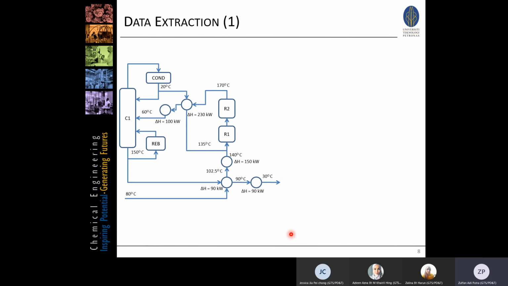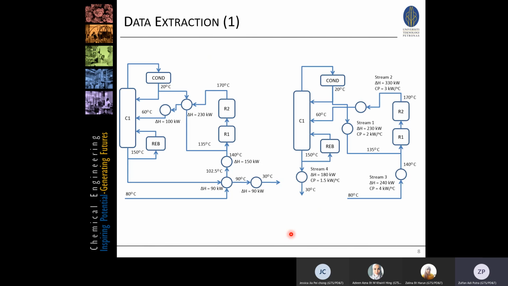So we come back with these flow sheets, and we already know which streams need to be cooled and which need to be heated. So we can see it in a different way. This stream needs to be cooled down: 180 kilowatt, which is 90 plus 90, from 150 to 30 degrees C. This one is from 80 to 140 degrees C. This one is a big exchanger, 90 plus 150 makes 240. Then we can calculate the MCP, which is 4 kilowatt per degree C. So this is the data that we are going to extract from this flow sheet.